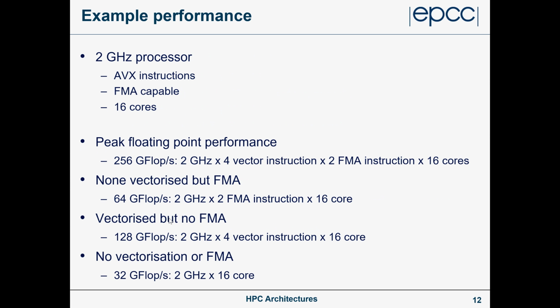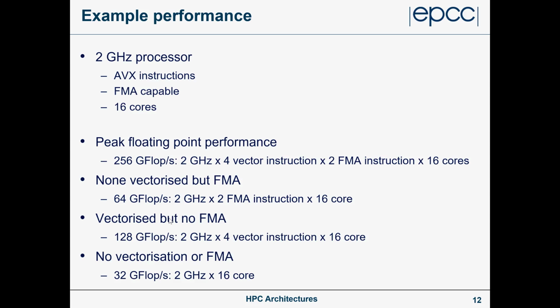So if you actually have a look at an example, if I had a 2 GHz, 16-core processor, and each core had a floating point unit which could process AVX instructions, and each one of those instructions could also be a fused multiply-add, then in that processor we could have a theoretical peak floating point performance of 256 gigaflops.